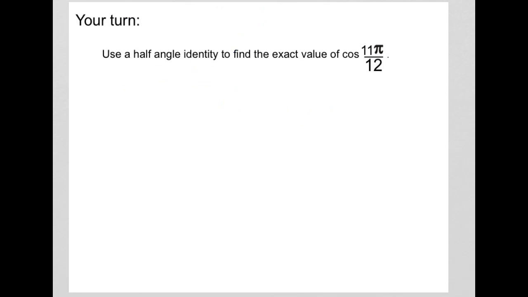Here's one for you to try. Remember to find the angle for x that you need to use. You take the fraction you currently have here, this 11 pi over 12, you multiply it by 2 to see if you can find an angle that is on our unit circle. So we'll talk about that when you get to class.